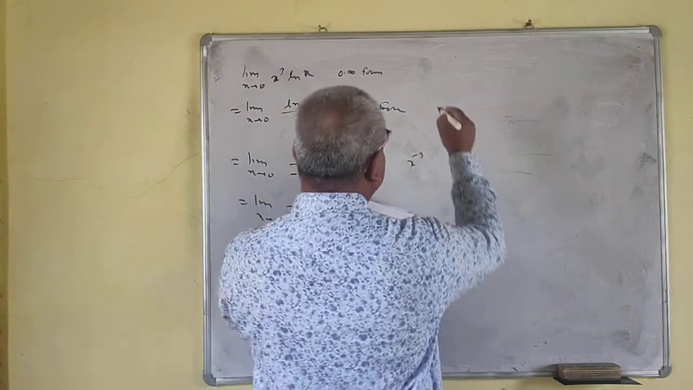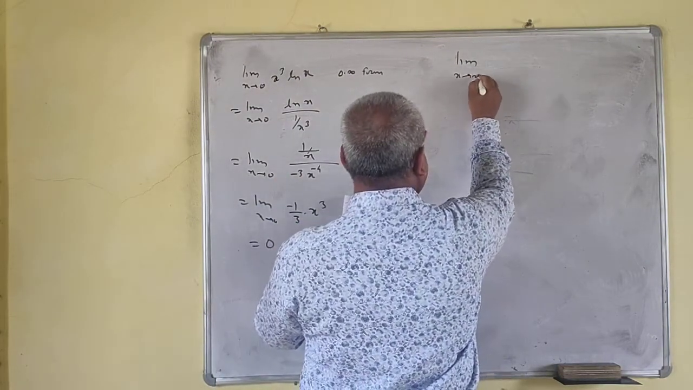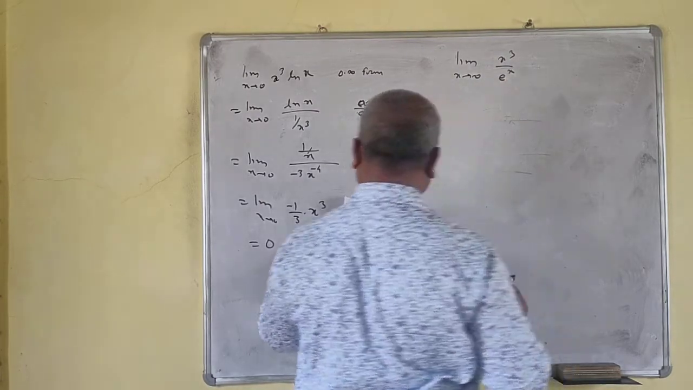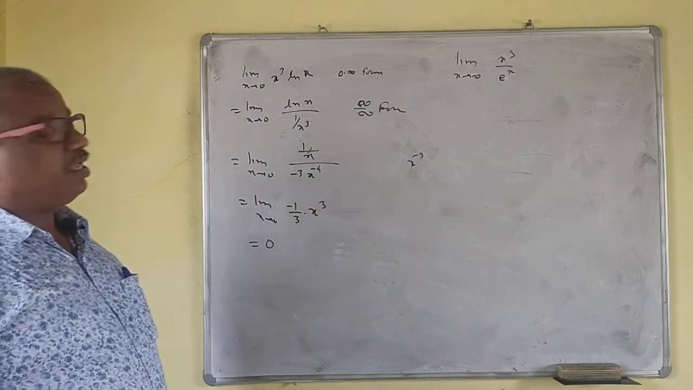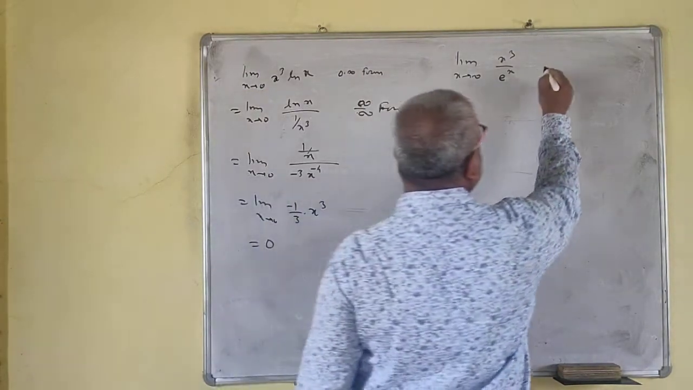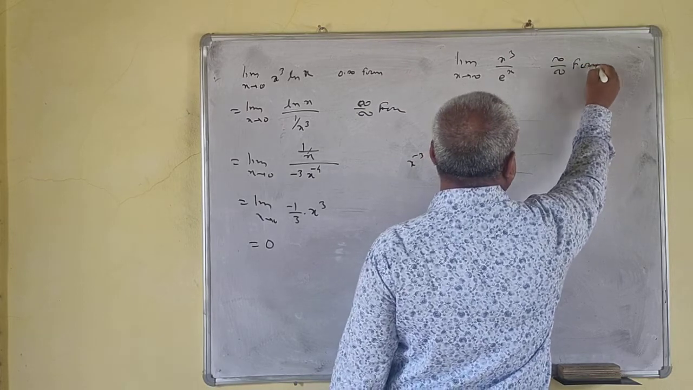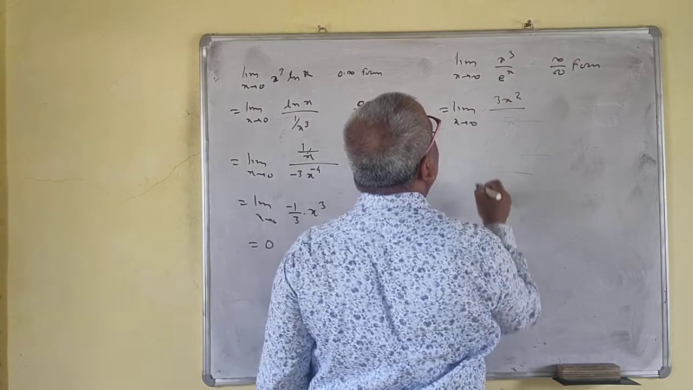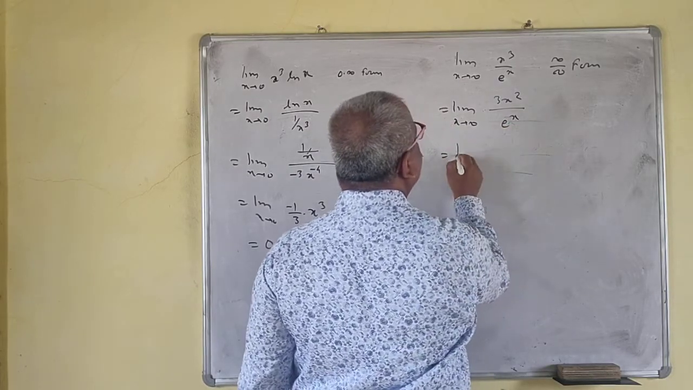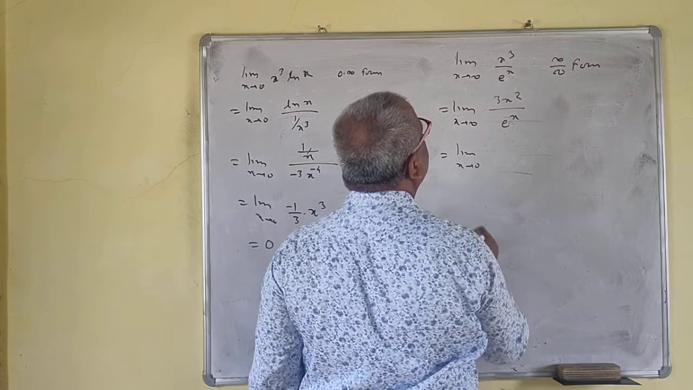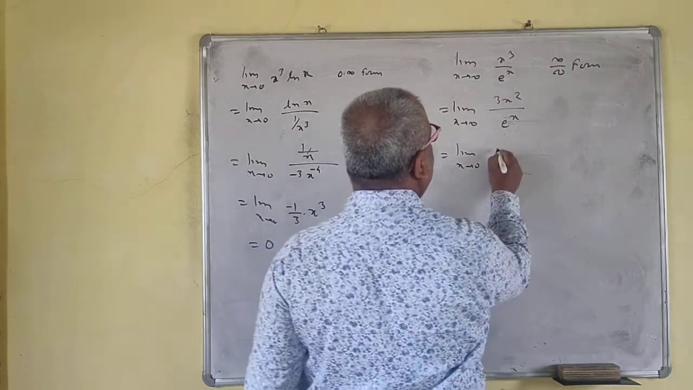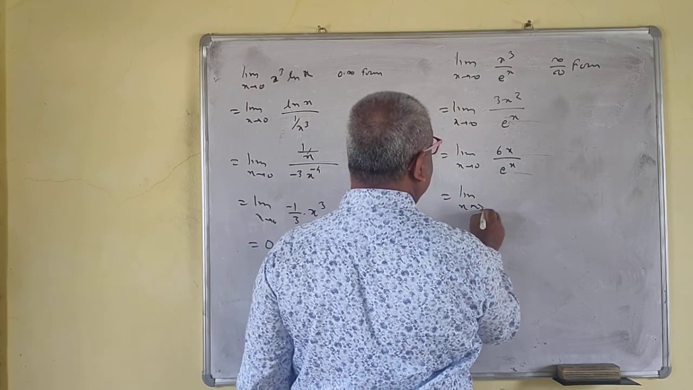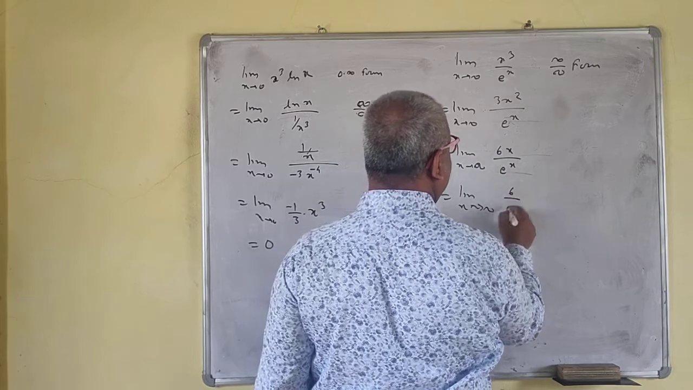Now next. Limit x tends to infinity, whatever, no problem for this. So this is x cube upon e raised to x. Now e raised to infinity is infinity, and infinity cube is infinity. So this is infinity by infinity form. So this is what then? Limit x tends to infinity 3x square upon e raised to x. Again this is infinity by infinity form. You can do this again: 6x upon e raised to x. So limit x tends to infinity, this is 6 upon e raised to x.